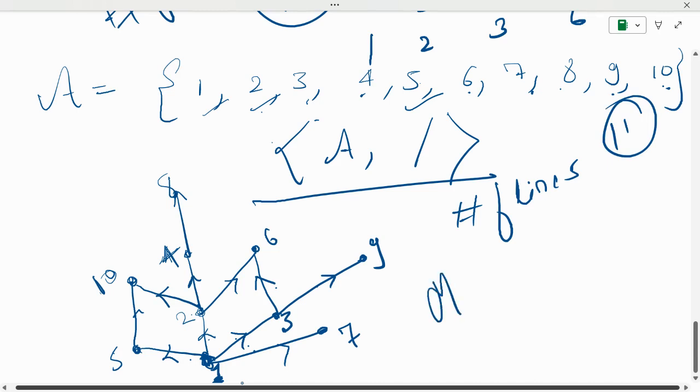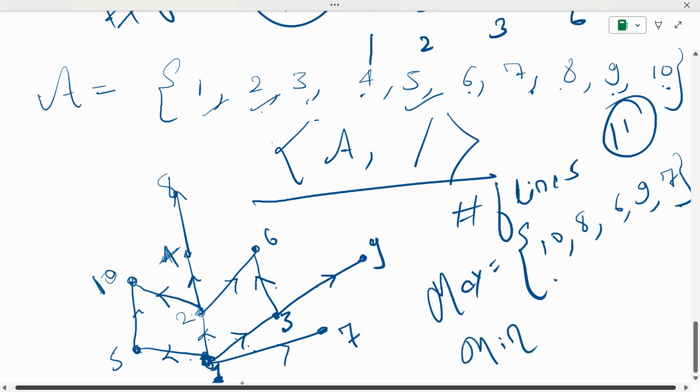Now you have to find the max, so just see what is not covered here. So not covered is 10, 8, 6, 9, and 7. Okay, and the min is nothing but 1. So this is the minimum.